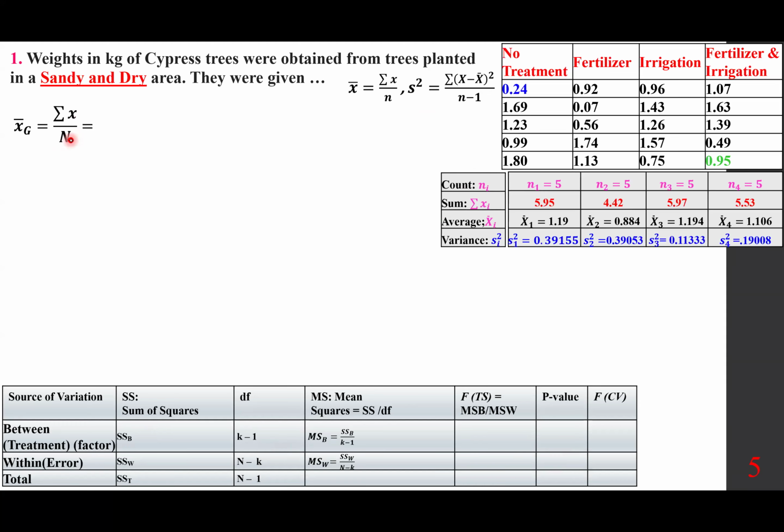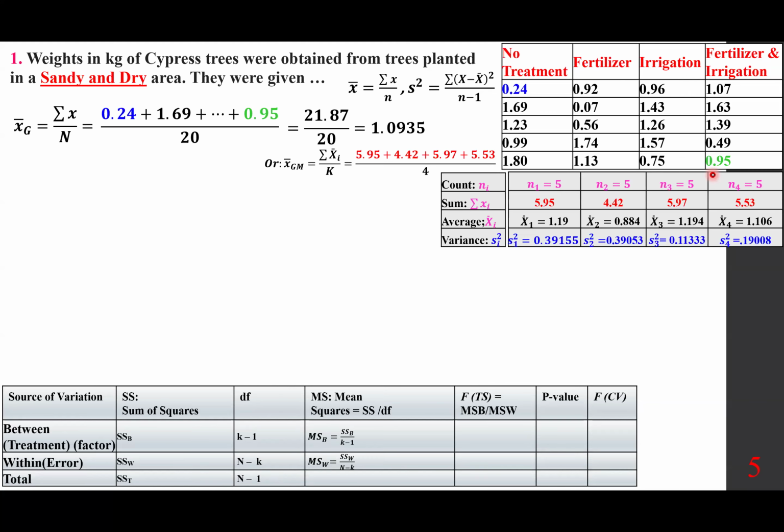Summation of x over n. That means start from 0.24 all the way add up to 0.95 and divide by, because each one is 5, 4 times 5 divided by 20. Remember, we get 1.0935. This is known as the grand total, grand mean for the total. Okay, and we call it x bar sub gm or g or t. There are 3 different ways of writing it. This could be gm, grand mean, just g or t. They all mean the same thing.